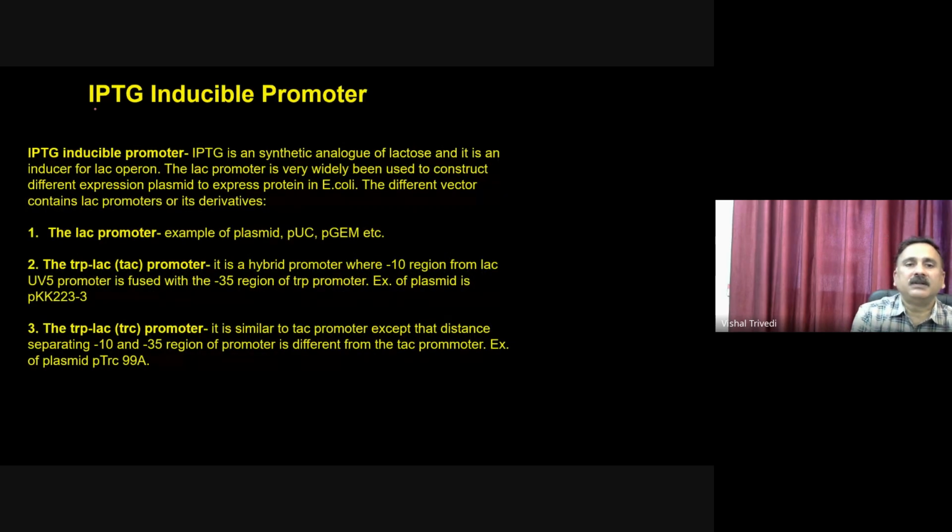Then based on the promoters, you can have IPTG-inducible promoters, right? You can have the lac promoters, the tac promoters, the trc promoters. And all these different types of promoters are present in different types of vectors or plasmids.